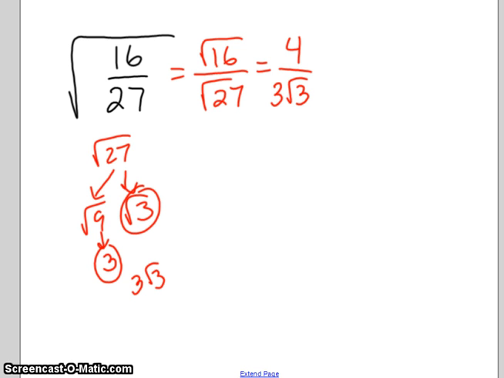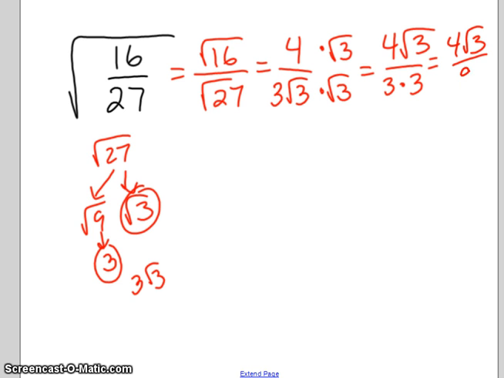Multiply by the radical in the denominator to get rid of it. So we have 4 square root of 3 and then 3 times 3, which is 4 square root of 3 over 9. And we can't simplify that either.